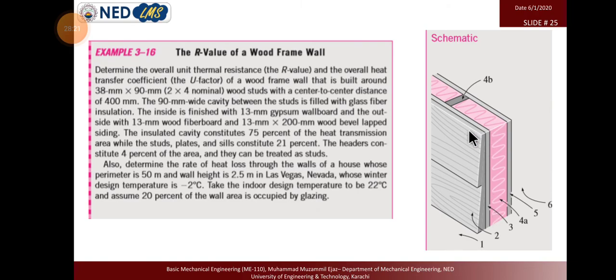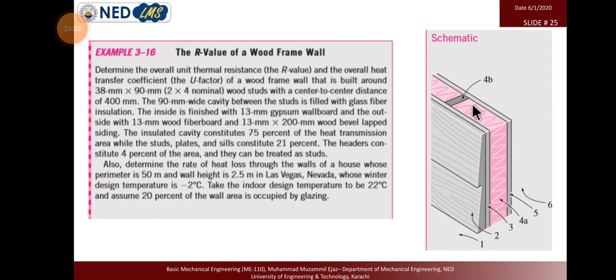Yes, this is wood fiber board, and then 13 by 200 mm wood bevel lap siding. You see that this is the shape of bevel lap. The siding plates constitute 25%, and the insulation cavity constitutes 75%. You see that the insulation portion is larger than the stud. The stud is used to join these two different plates, or gypsum boards.